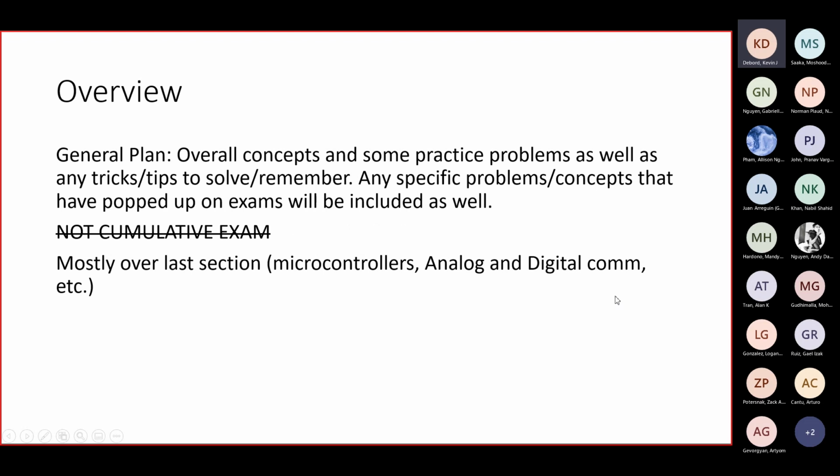So the overview of what we're going to do today, we're just going to go over some overall concepts, maybe some practice problems if y'all are into that, and then any tricks or tips to solve and remember stuff. Any specific problems, concepts that have popped up on previous exams will be included as well. From my understanding, it's mostly going to be over the last section: microcontrollers, analog to digital conversion, communications, stuff like that. So we're going to kind of blitz through the earlier stuff, if that's all right with y'all.